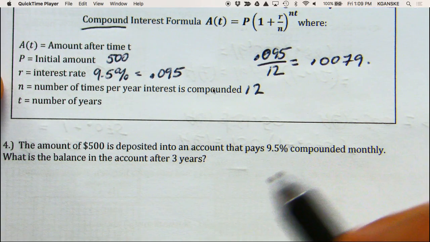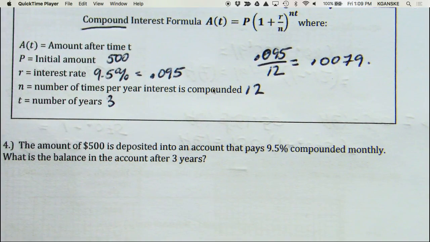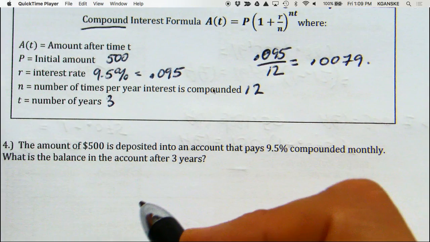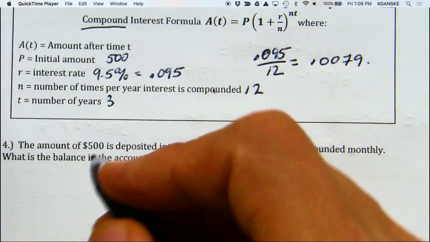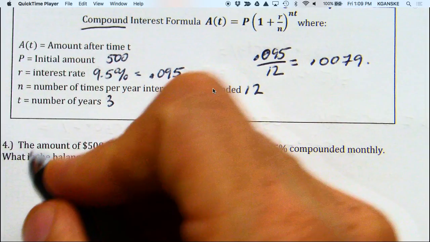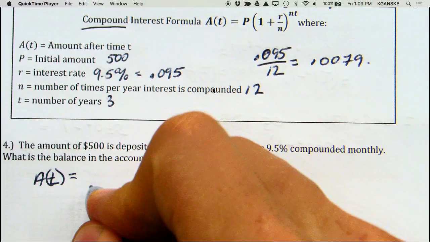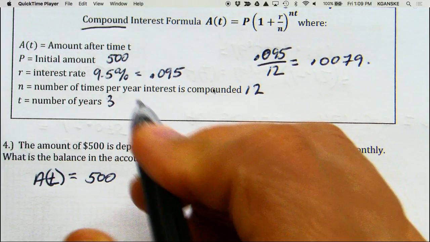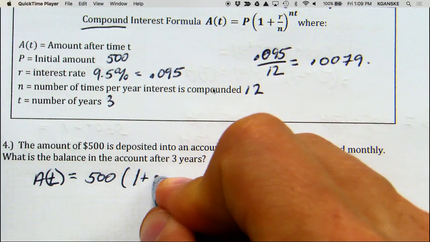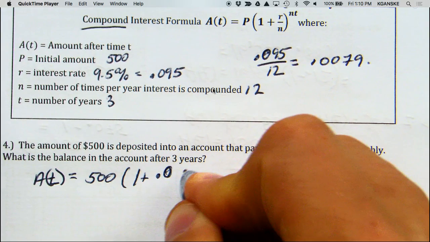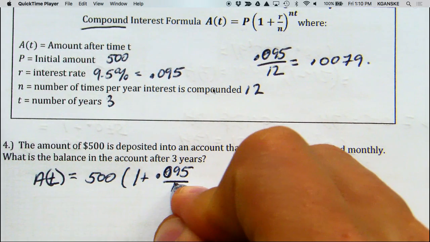Okay, and how many years did they say here? 3. All right. So when we go and set this whole thing up, I think a better description might be to compare the two in the calculator. So anyway, let's do this. A of t is going to equal my 500 times 1 plus, and I would do this in the calculator just like this. I wouldn't do anything out in front. I would do it in one big fat expression.